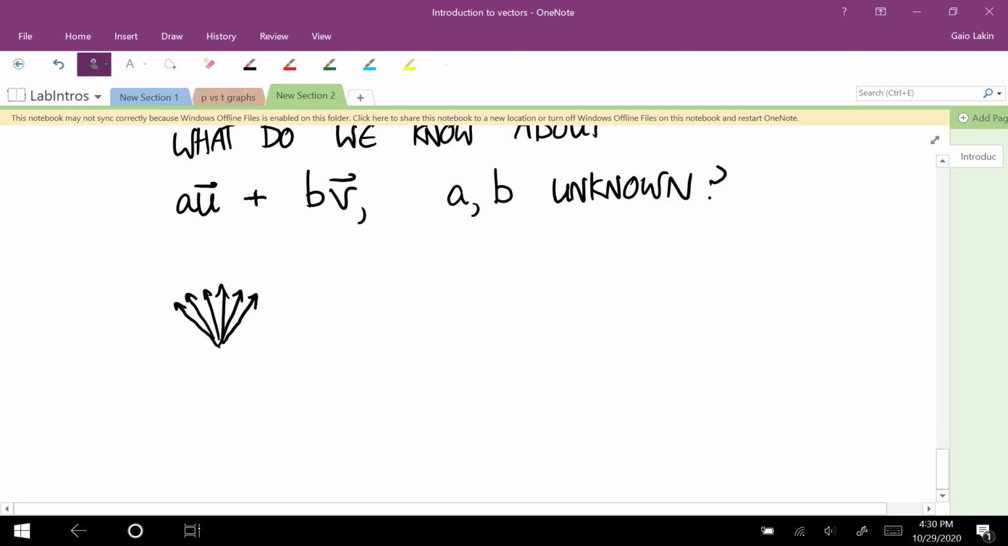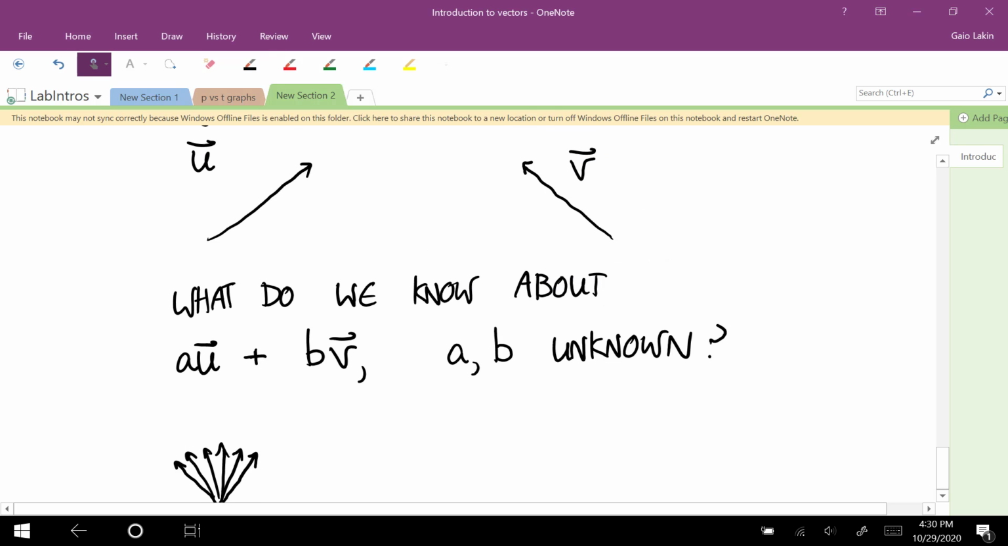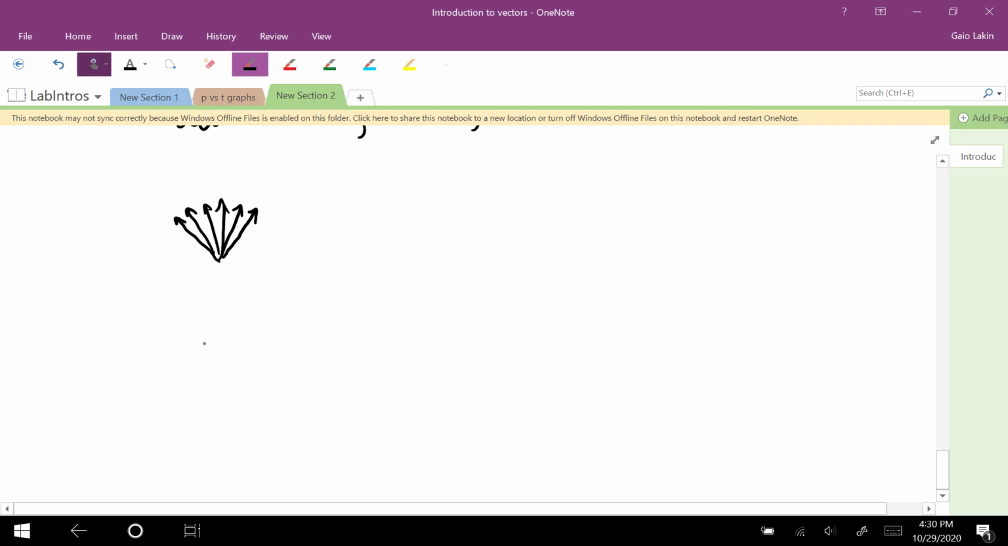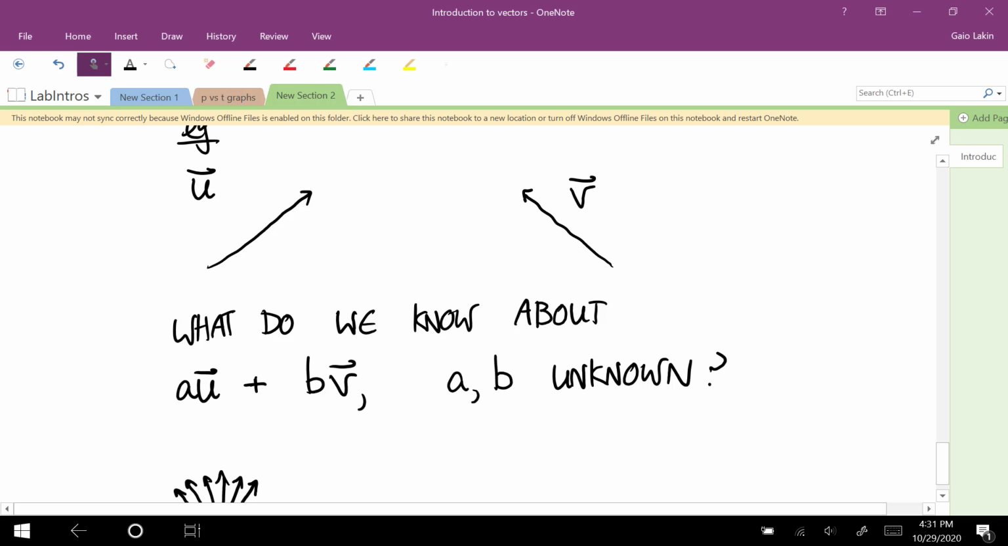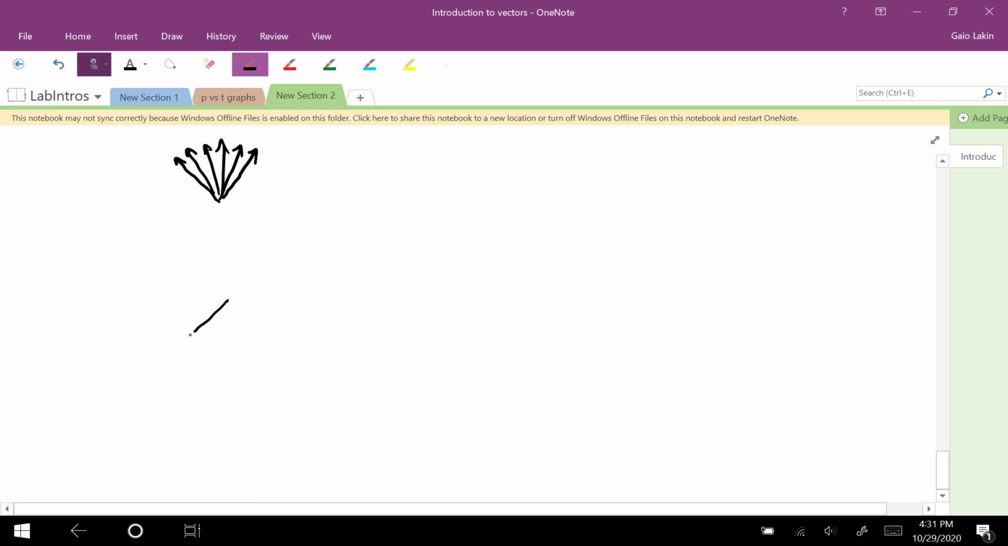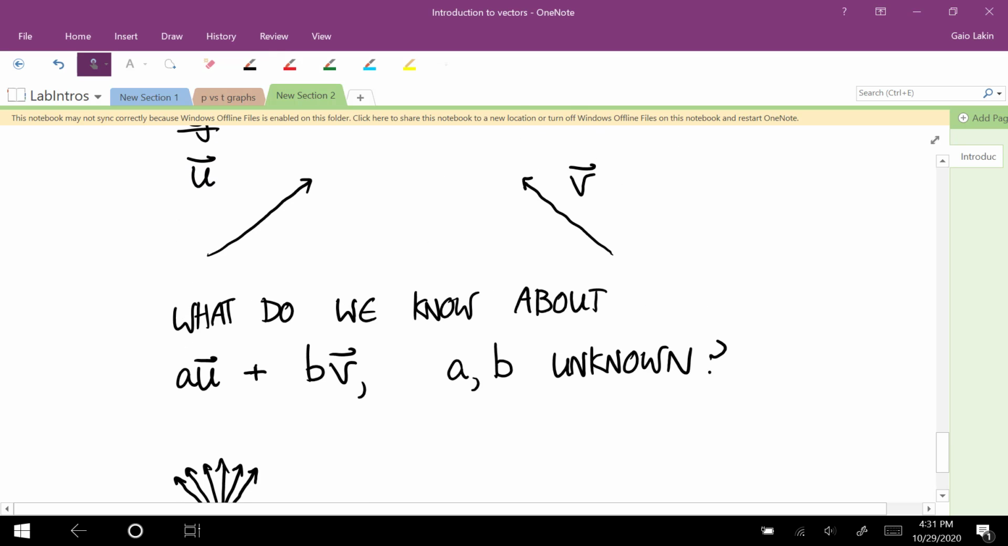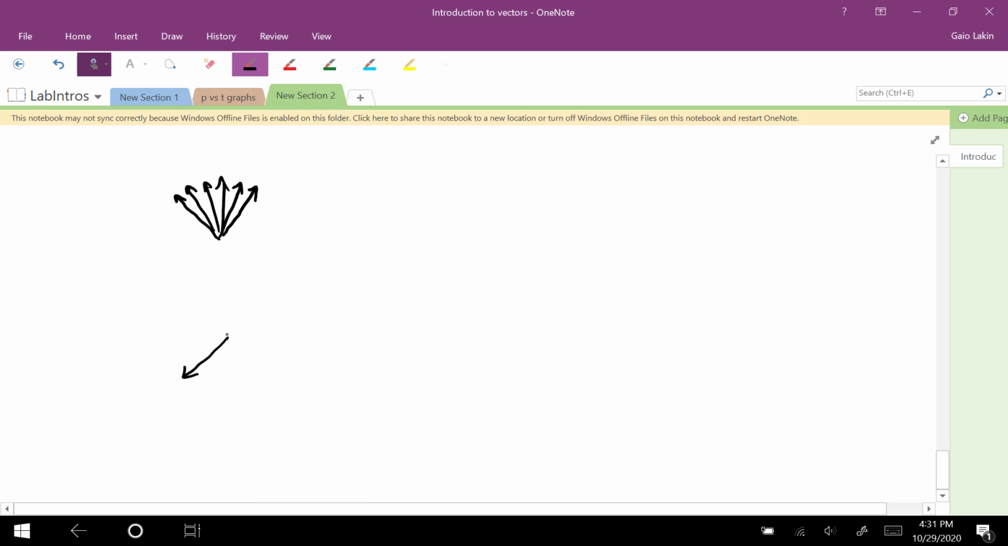And so if A was negative, but an unknown magnitude, and B was positive, but an unknown magnitude, you'd have everything from a vector in the opposite direction of U to the same direction of V, and everything in between those two. So this is if A is negative and B is positive.